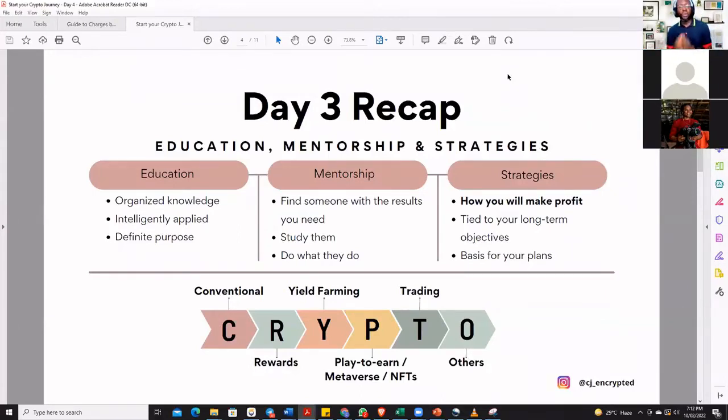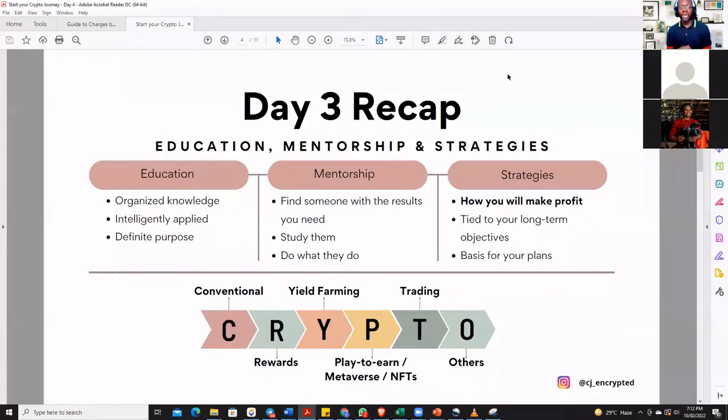What you need here is education, not just knowledge. You need to know how to organize knowledge, apply it intelligently, and apply it towards a definite purpose. That's how you know you're educated, right? It's not just because of the terminologies that you can throw around and impress people.